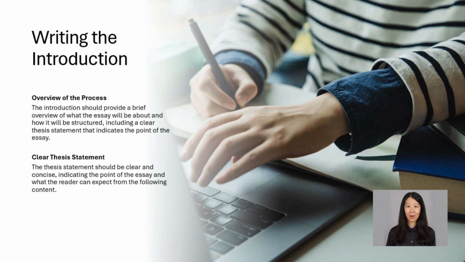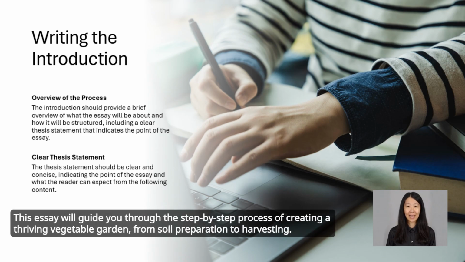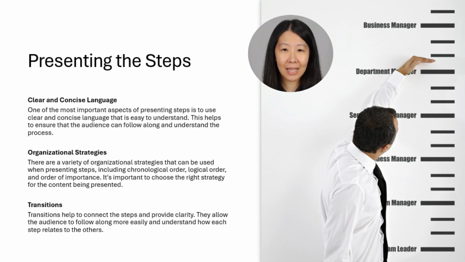For instance, if your essay is about how to plant a vegetable garden, briefly mention the stages of preparation, planting, and maintenance. Clear thesis statement. Conclude the introduction with a clear and concise thesis statement. The thesis should indicate the main purpose of the essay and what the reader will gain from it. For example, this essay will guide you through the step-by-step process of creating a thriving vegetable garden from soil preparation to harvesting.